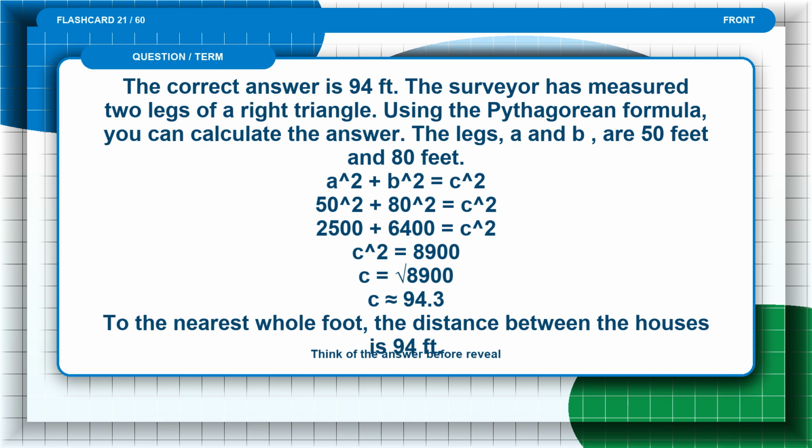50² plus 80² equals C². 2,500 plus 6,400 equals C². C² equals 8,900. C equals the square root of 8,900, which is 94.3 to the nearest whole foot. The distance between the houses is 94 feet. Think of the answer before the reveal.